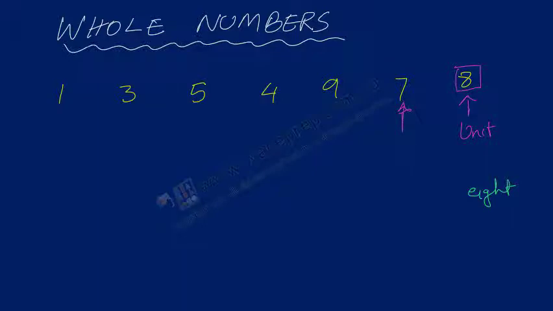Now the next number, this number is known as the tens. Now this number here represents 70. So let's write 70. Now the third number is known as the hundreds. Now this number represents 900.